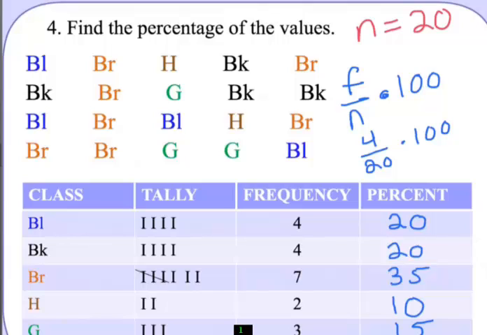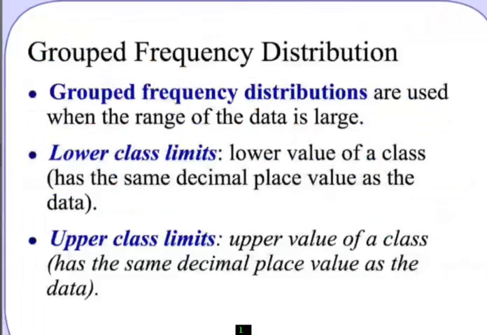We can also use this exact same thing if we're talking about something with a small range where it's just a few items. We can use the categories, the classes, 2, 3, 4, something along those lines. We can use the same aspect there. When we get into data sets that have a large range, that's when we're going to use something called a grouped frequency distribution.